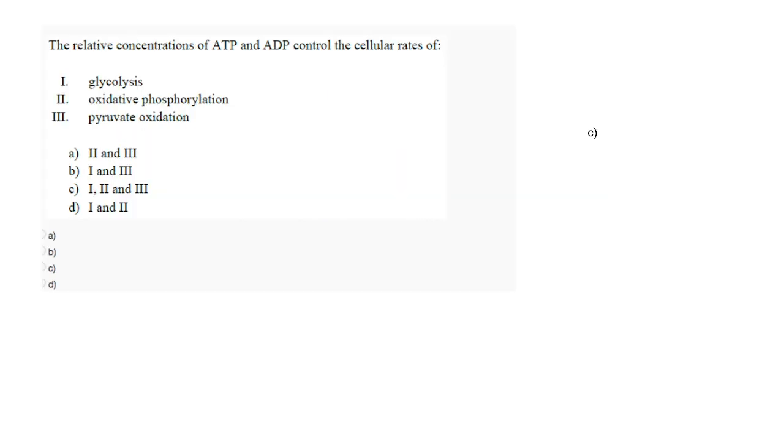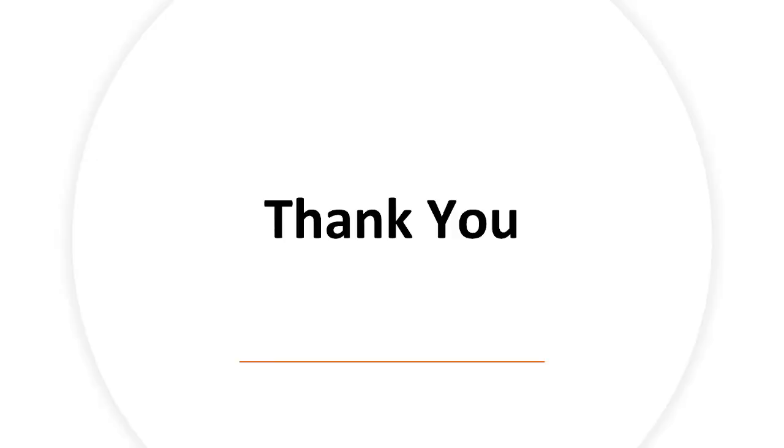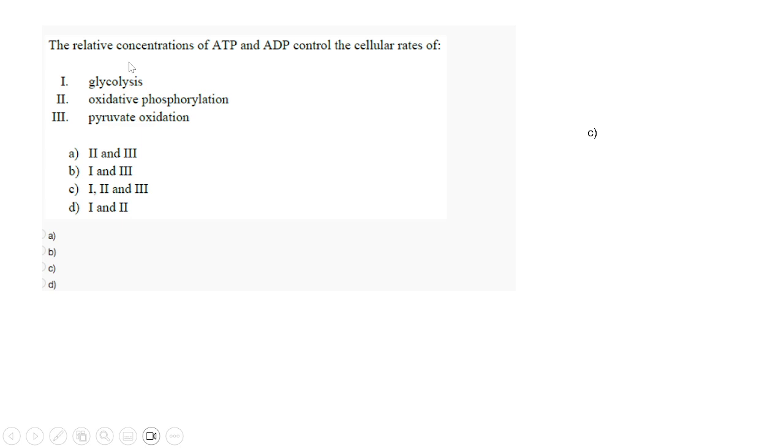The relative concentration of ATP and ADP controls the cellular rates of glycolysis, oxidative phosphorylation, and pyruvate oxidation. Here all the processes are controlled by the concentration of ATP and ADP. Okay.